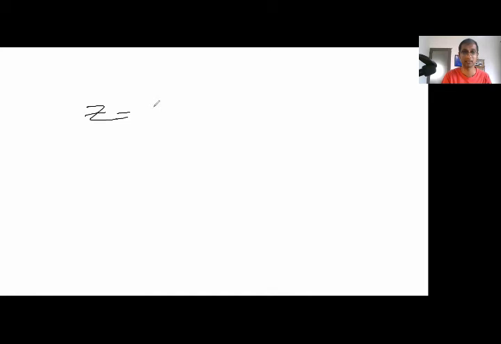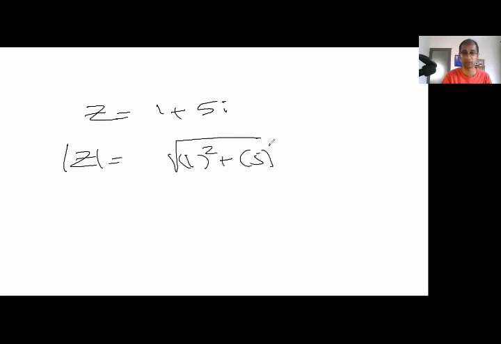So let's say I have z equals 1 plus 5i, and I want to find the distance of the complex number. So modulus of z will be square root of (1) squared plus (5) squared. You'll notice that I'm putting brackets even if both numbers are positive. That's because in case you had negative numbers, using the bracket will be helpful. So that's 1 plus 25, and this is root of 26. So it's root of 26 units, okay?